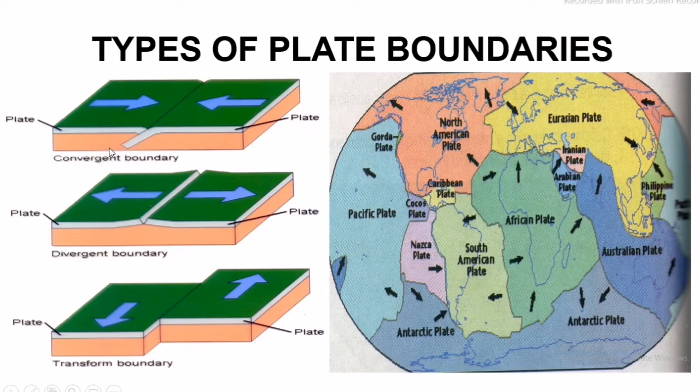If the two plates are moving toward each other, their boundary is a convergent plate boundary. If the two plates are moving away from each other, their boundary is a divergent plate boundary. And if the two plates are sliding past each other, it is a transform fault boundary. So let's discuss each of them.